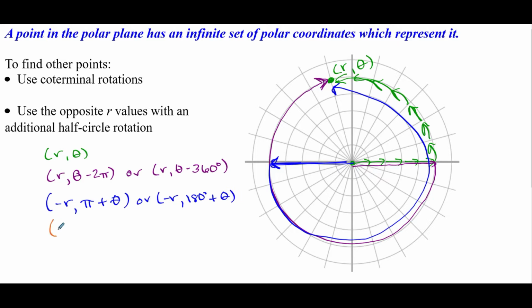I could also get there by doing negative R, so coming out here again, and then rotating just up to this point in a negative rotation. So it's the original angle minus a half circle. So we could do theta minus pi here, or negative R, and then theta minus 180 degrees. Then I could also add complete rotations to that, so we could get an infinite amount of rotations and points by using coterminal angles.